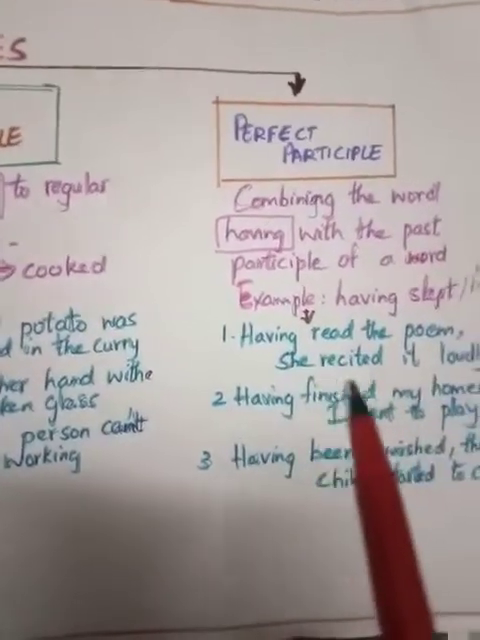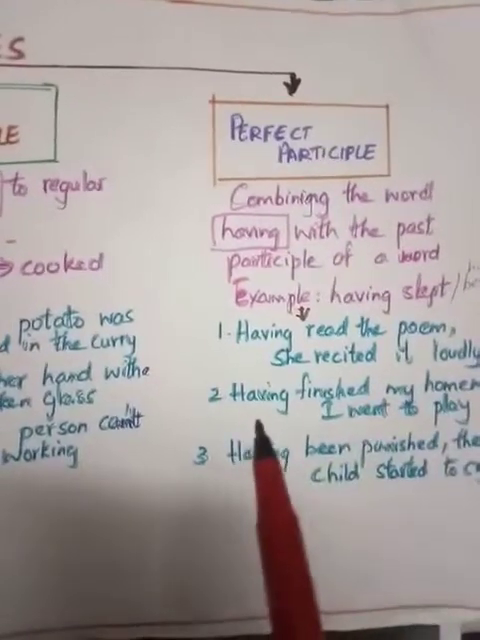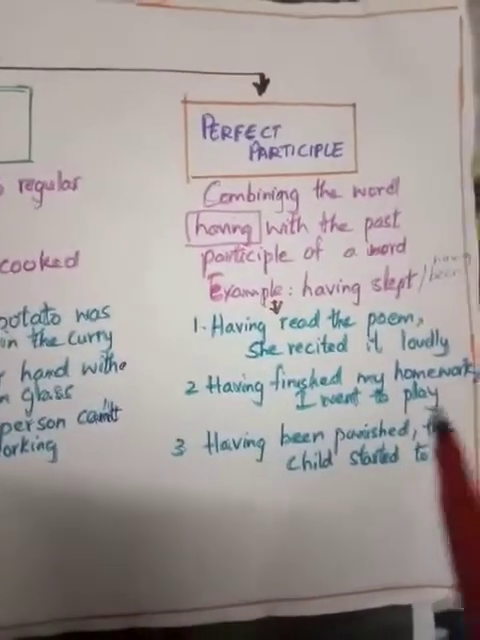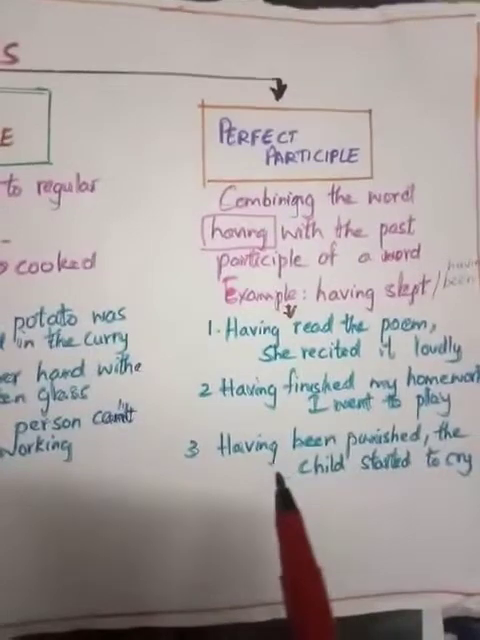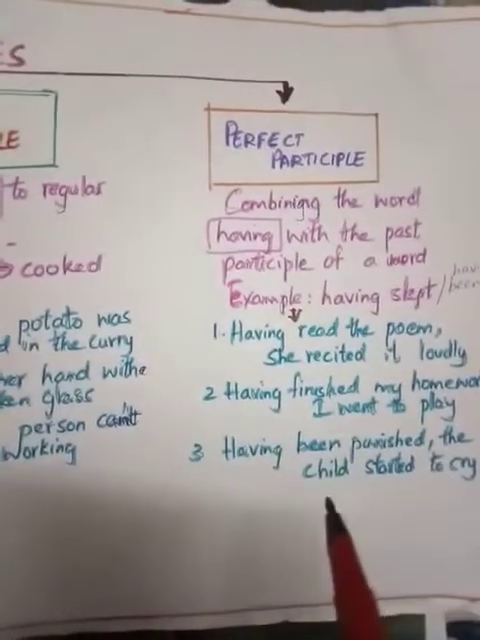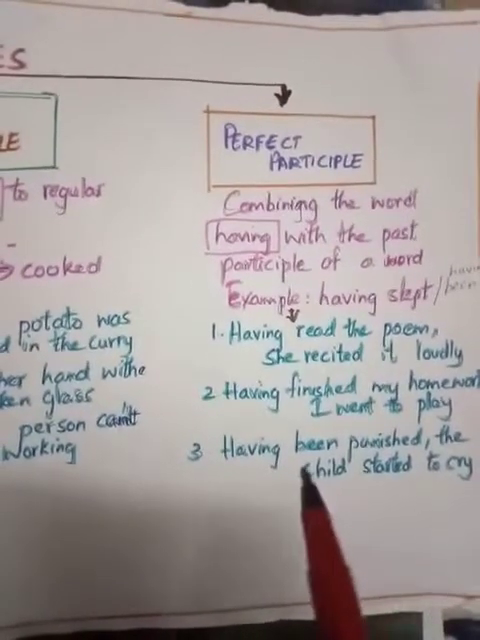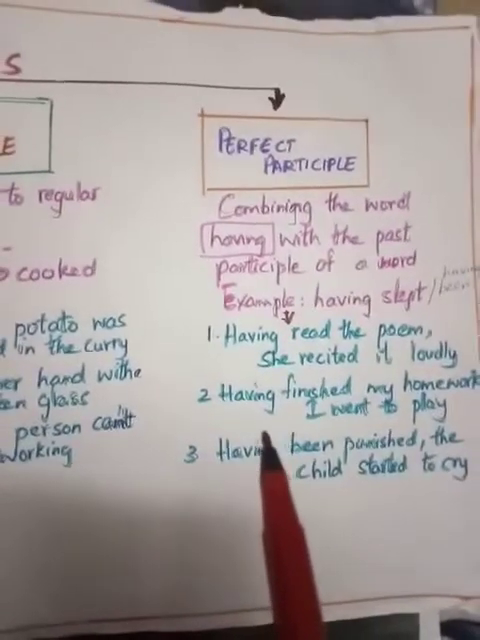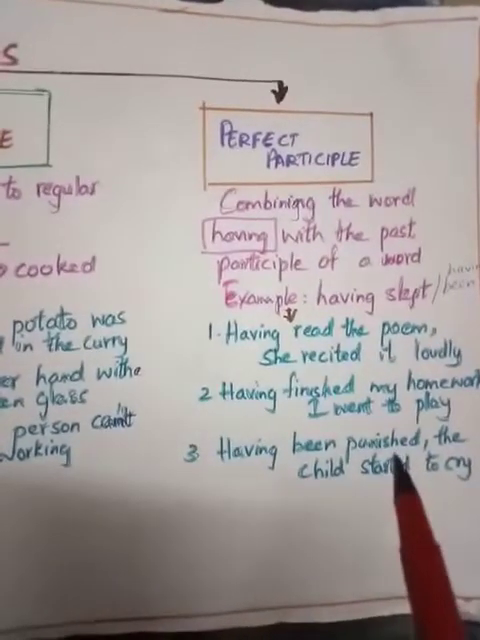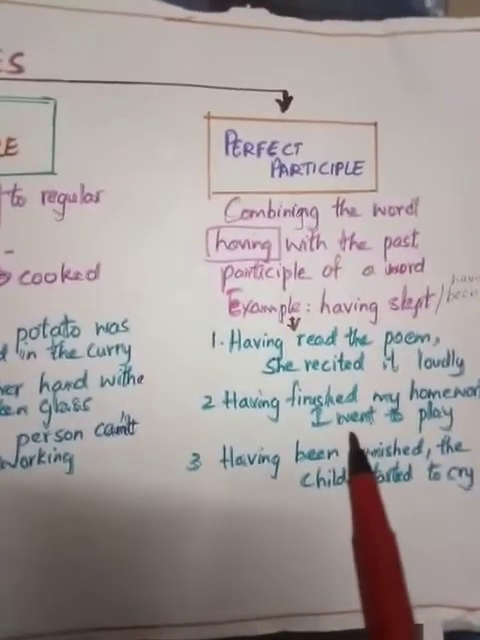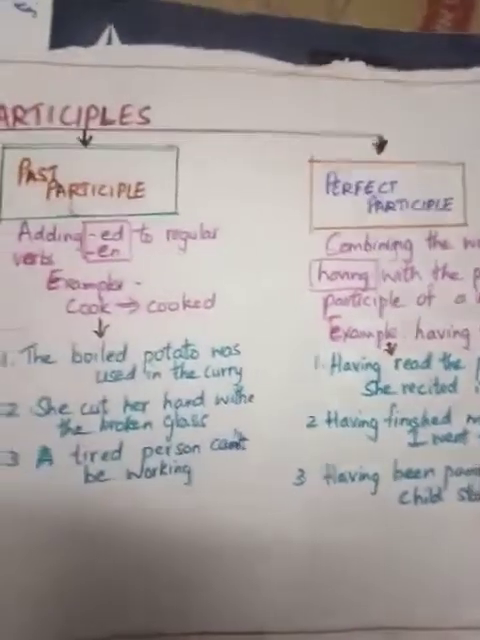Having read the poem, she recited it loudly. Having finished my homework, I went to play. Having been punished, the child started to cry. So having or having been, these words used together with the past participle form the perfect participle. So I hope you could understand this.